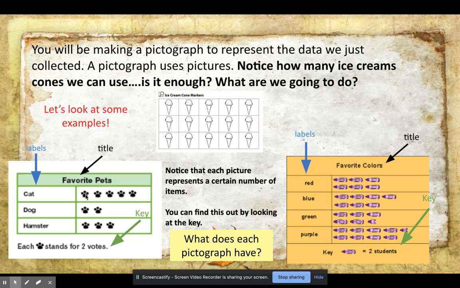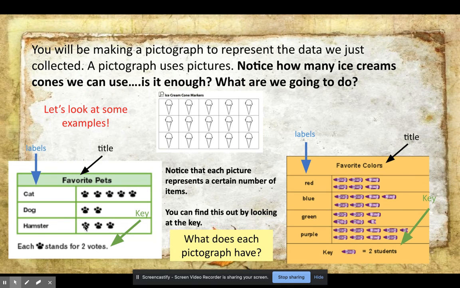So if I see my cats, I see 1 paw, so that's 2. 2 paws, so that's 4. 3 paws, so that's 6. 4 paws, so that's 8. And 5 paws, so that's 10 people voted and said that cats are their favorite. Looking at the dogs, we have that as well. Remember, 1 paw stands for 2 votes, so 1 paw is 2. 2 paws is 4. So 4 people like dogs.